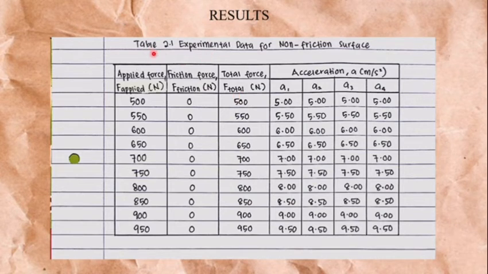Okay, so this is the result for this experiment. Table 2.1 is the result for the non-friction surface. We have applied force, friction force, and total force. To get the total force, we add the applied force with the friction force. For example, 500 plus 0 is equal to 500, and we just do the same for all another 9 data to get the value of total force. And this is the value of acceleration.